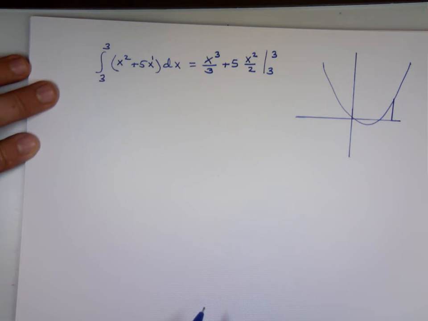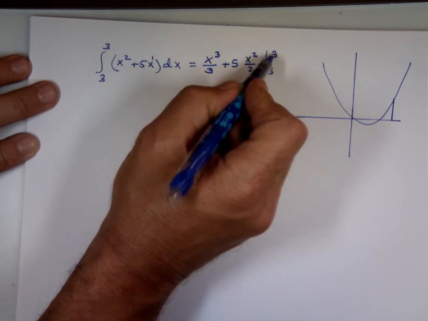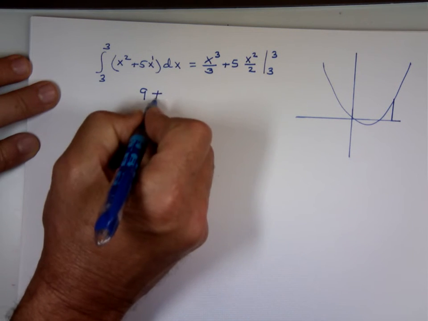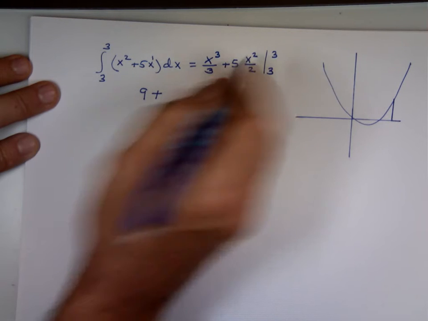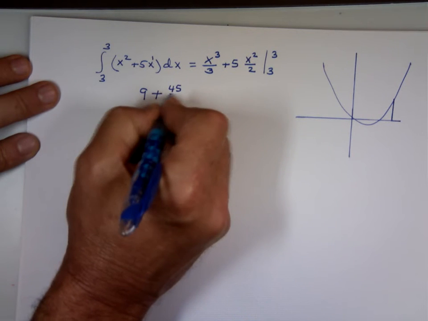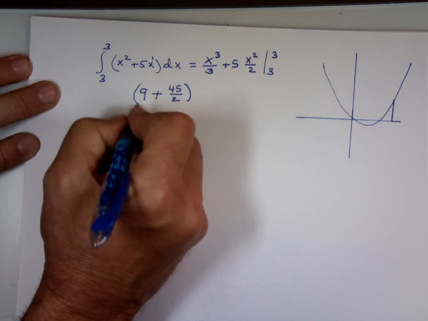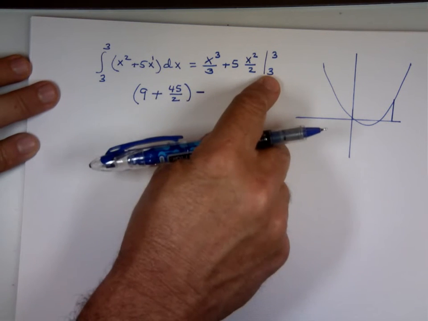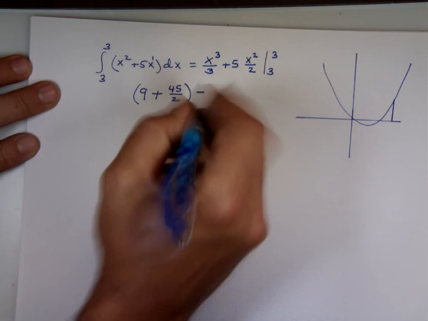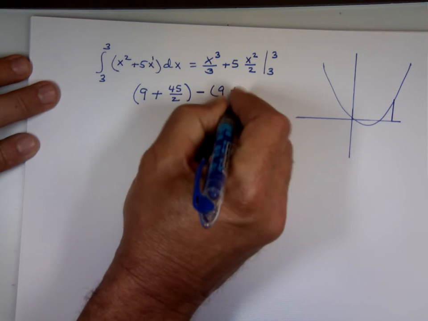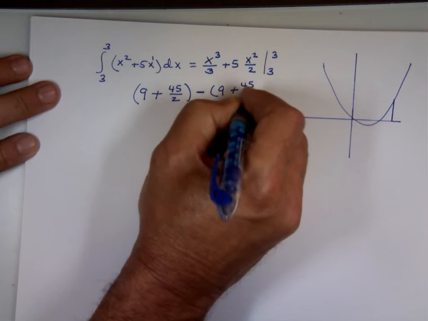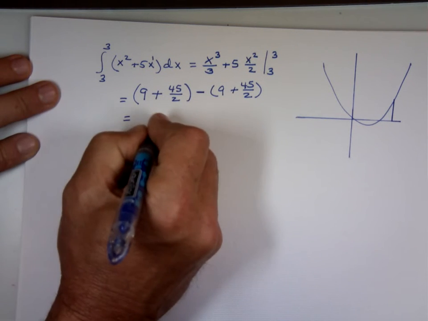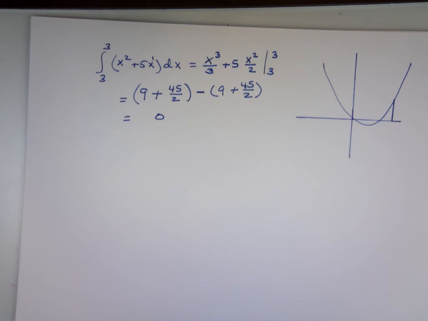When x is 3 here, 27 divided by 3, which is 9, plus 5 times 9 is 45 over 2. Minus, when x is the lower limit, now when x is 3 in the bottom, that's also 9, and that's 45 over 2. You're subtracting the same thing. So your answer is always going to be what? 0. So that's one of the properties of definite integral.